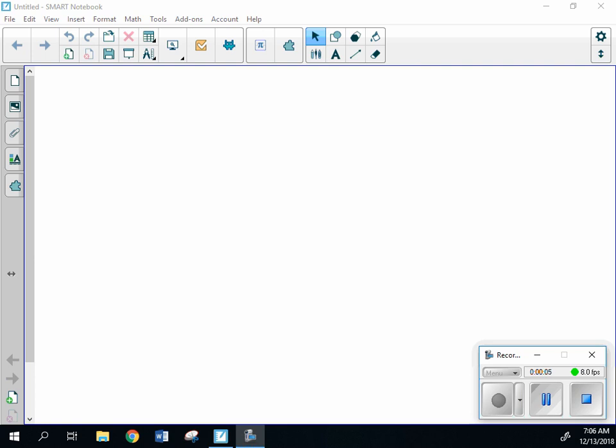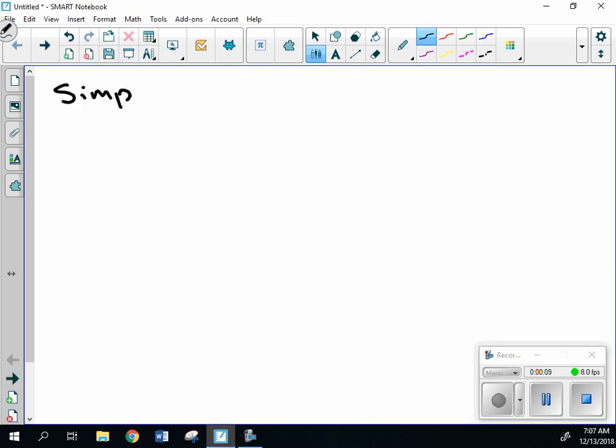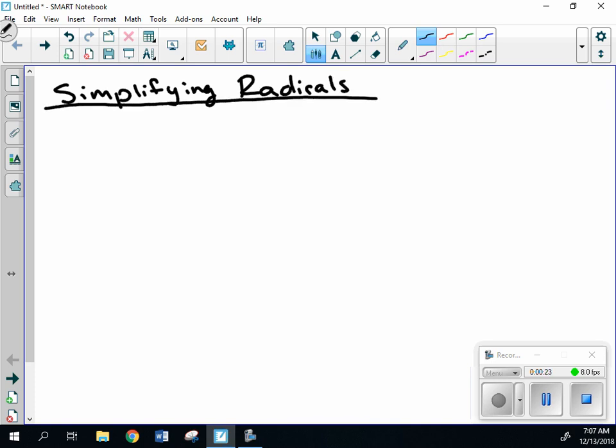Simplifying radicals can be applied in numerous things. This is like a stepping stone in terms of applications. And the reason why we're doing this now is because when we are using our quadratic formula, we're going to need to simplify our radicals.